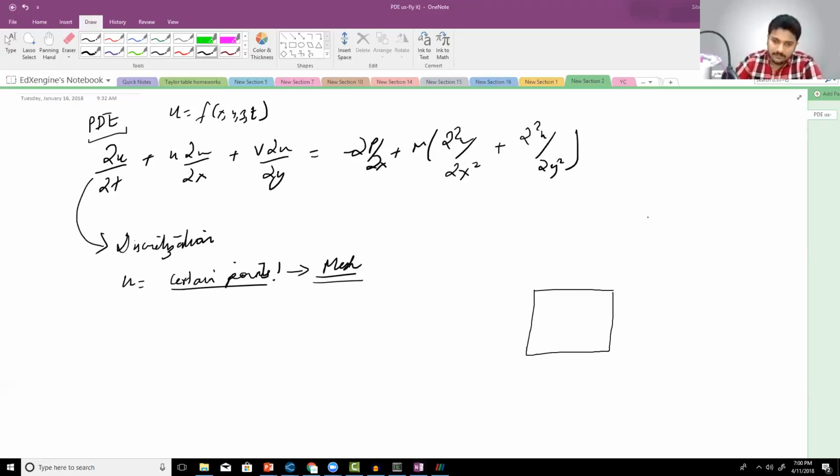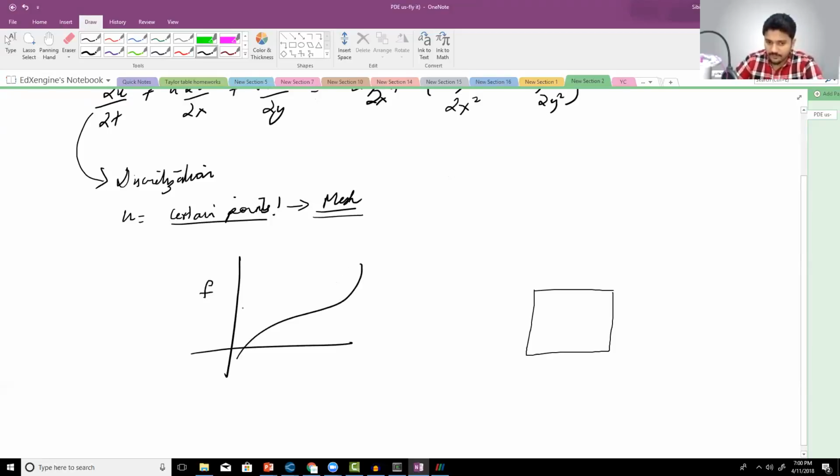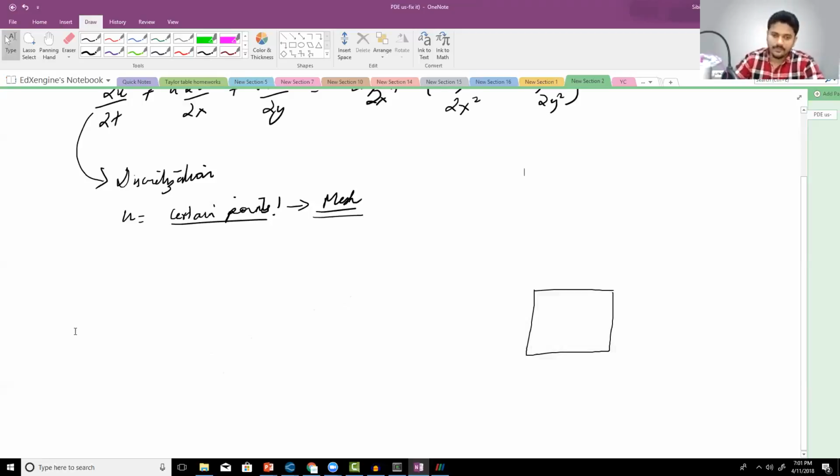So how does it work? Well, the concept is actually quite simple. For example, say that you have a function f of x. What is df by dx? If I know the analytical form, for example, if f is x square, then what is df by dx? Maybe I'll draw the function so that it'll be easier to explain. Let us say we take the function y equal to x square.